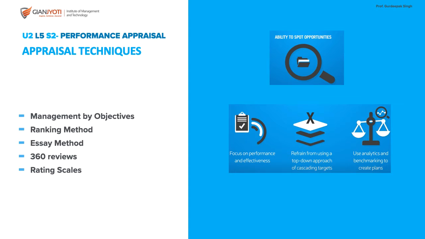We generally try to look at 3 things. We focus on performance and effectiveness, and generally we refrain from using a top-down approach, as we discussed in the last lesson, that when we are setting the target, we just don't want to impose the sales number onto the field sales force. And the third is that we use analytics and benchmarking to create the sales plans.